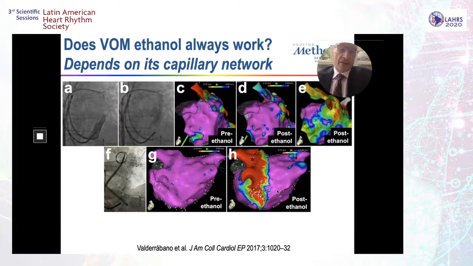And then, depending on this capillary network, you may have alcohol injections that don't lead to a significant low voltage effect, or at least by conventional criteria. If you change the voltage settings, you may see that there's some decrease in the voltage, but no distinct scar. Whereas in others that have more rich capillary networks, injecting alcohol can lead to a very significant scar.